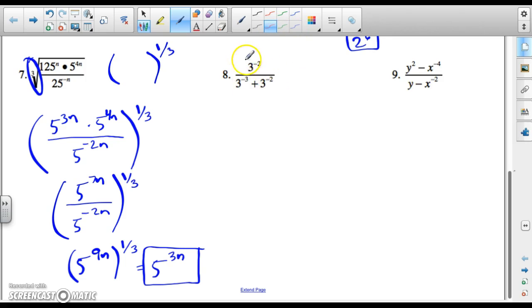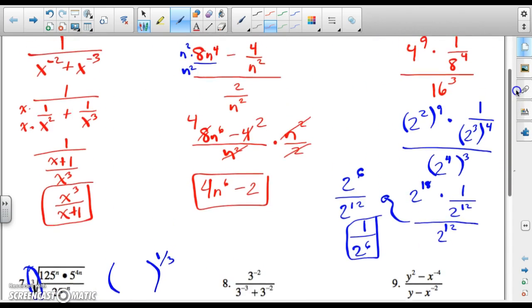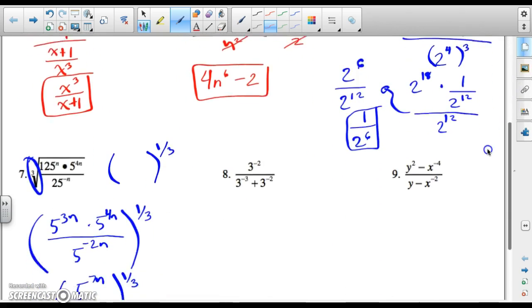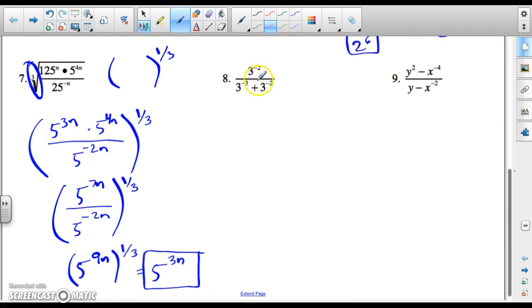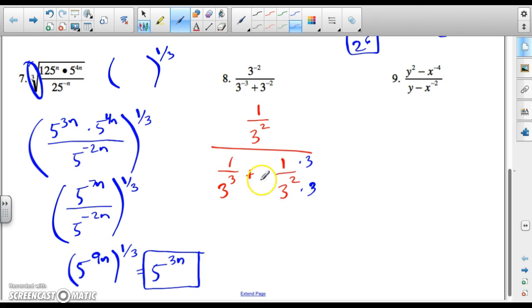So notice again we have these negative exponents, so same thing that we did for number 4 and 5, we do the same approach here. That's the same thing as 1 over 3 squared, all over 1 over 3 cubed plus 1 over 3 squared. Just like we said in class, we need common denominators. This has 3 3's, this has 2 3's, so we need another 3 attached to top and bottom. In doing that, let's see what we get.